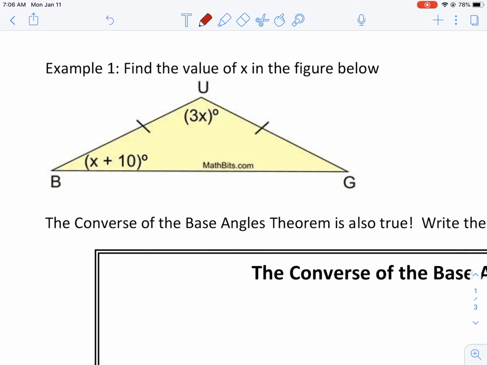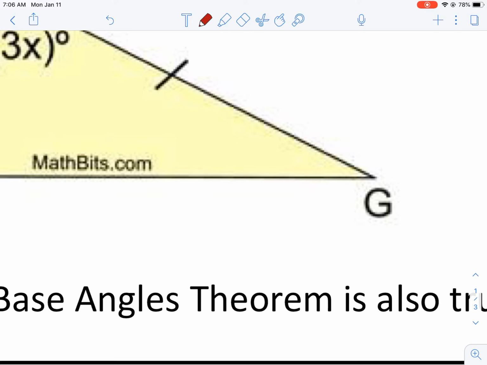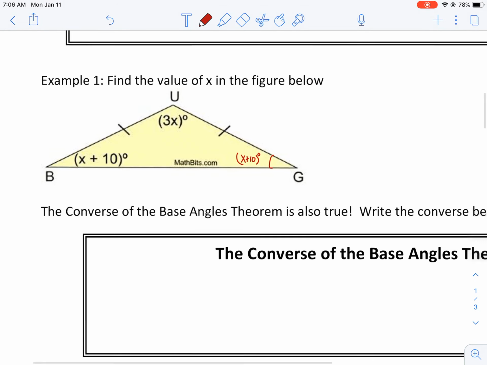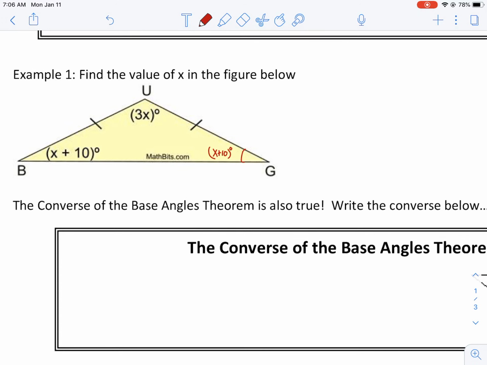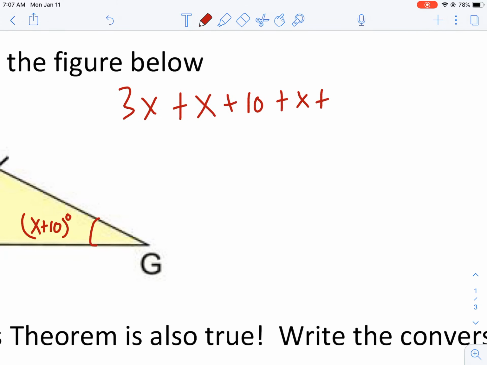So you can do some stuff with that. So for example, find the value of x in the figure below. Normally we wouldn't know what to do here because we only have two angles. However, because this is an isosceles triangle, we know that the two base angles have to be congruent. And since one base angle is x plus 10 degrees, we know that this angle also has to be x plus 10 degrees, okay? And now we do know all three angles, and since we know all three angles, we can set them equal to 180. So we've got 3x plus x plus 10 plus x plus 10 equals 180.